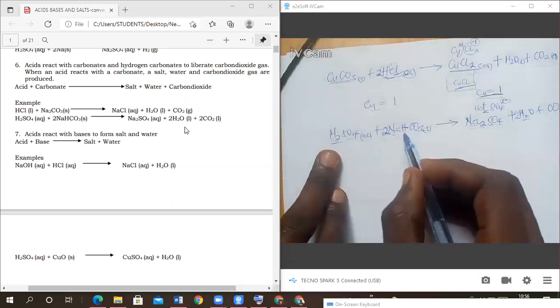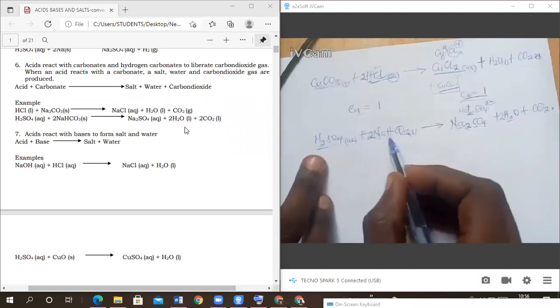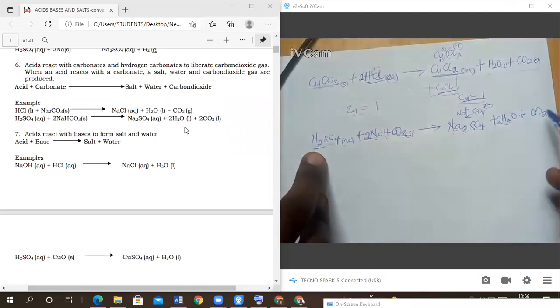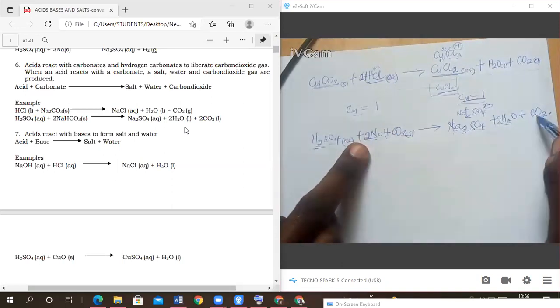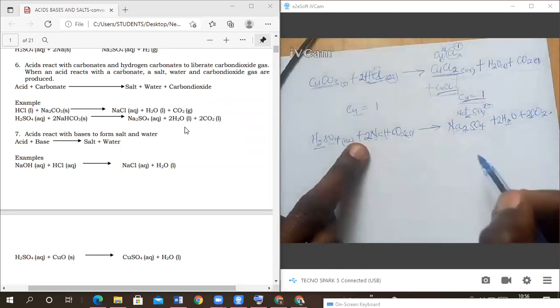This one's 2 plus 2 to get 4. Now what is left is the carbon and oxygen. How many carbons are here? There are 2 carbons, so here we have only 1. You make sure that there are 2. By the time you finish balancing the carbons, the oxygen should have balanced also.